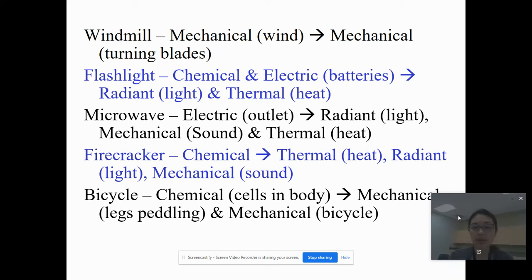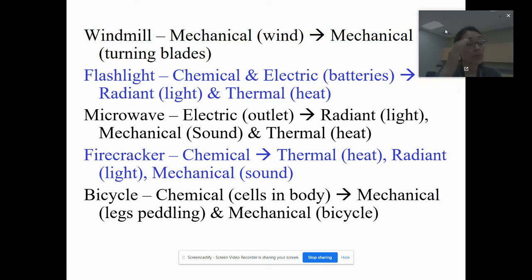Okay, bicycle. So they're talking about you being on a bicycle. So first off, you have to have energy inside your body. So that's going to be chemical energy from the cells in your body. Then your mechanical energy is you pedaling the bike. And then, of course, the bike is moving, so it's also mechanical energy.